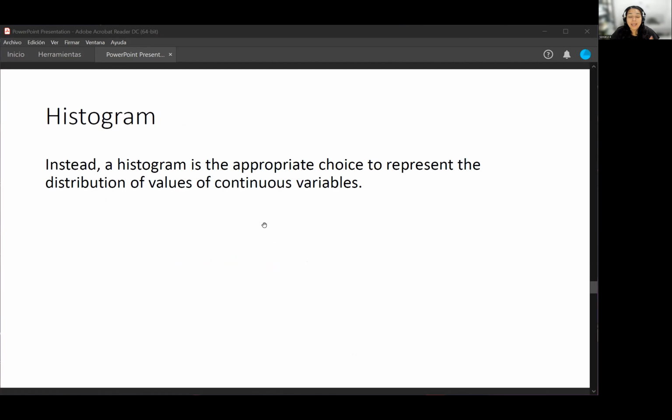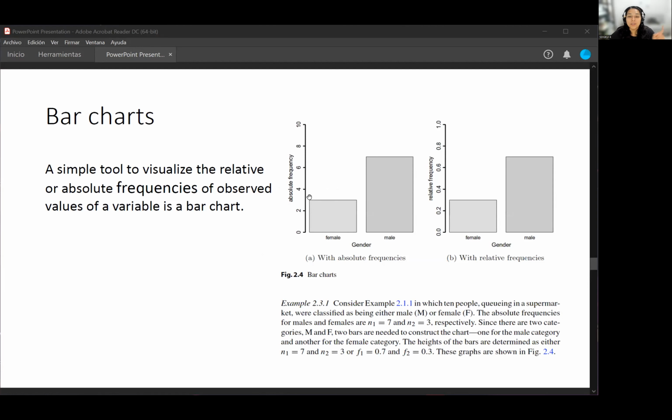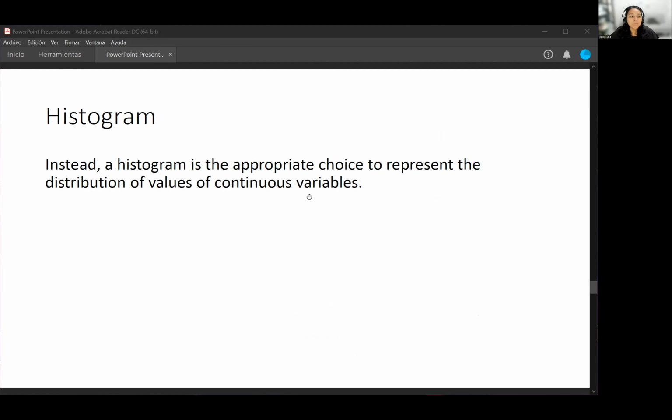But if you want to represent a continuous variable, you have to use a histogram. Maybe you are thinking that it's a bar chart, but it's not. It's different because for continuous data, on the X axis you will have the values that you're representing, and then on the Y axis the frequency of that element. Histograms are for continuous variables; bar charts are for discrete variables or qualitative data.